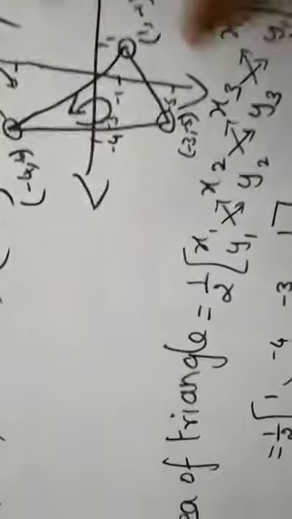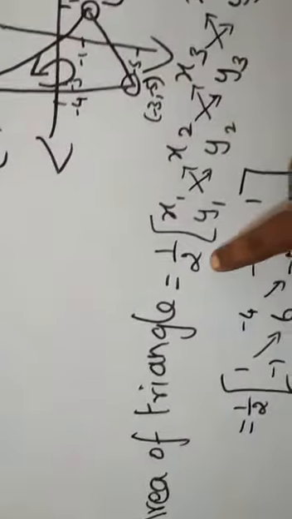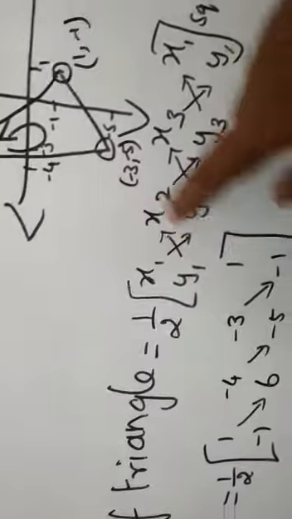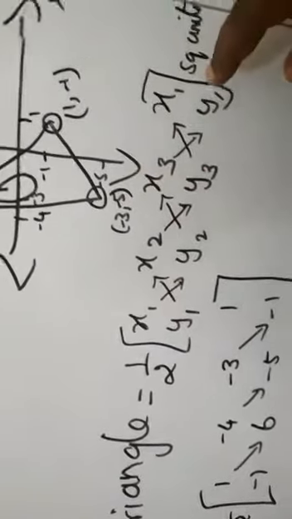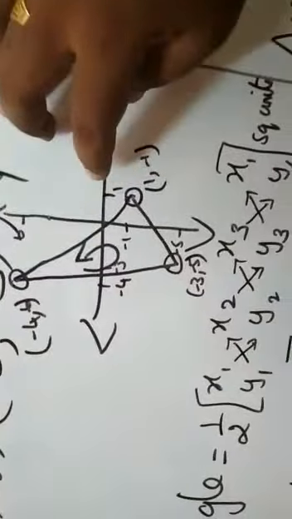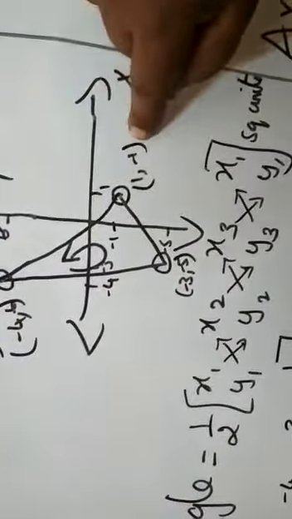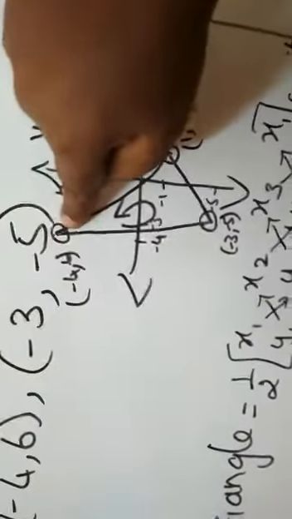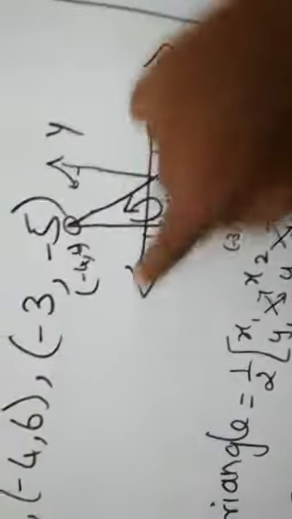Without a diagram, you cannot get the mark. So area of triangle is equal to half. We know the formula, half into x1, y1, x2, y2, x3, y3, again x1, y1. So from these 3 points we can take any point to start. Suppose we take from here 1 comma minus 1, minus 4 comma 6, minus 3 comma minus 5.